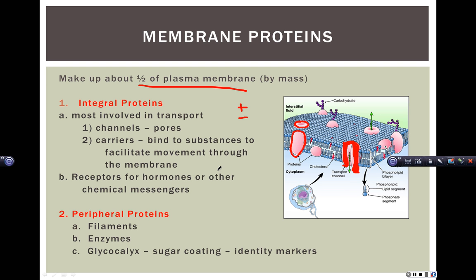Where was I? Oh yes, channels, pores. How else do the integral proteins work? They can also bind with substances, so certain chemicals can connect to the proteins, and we'll take a look at this in detail next lecture. They can also be receptors for different chemical messengers like hormones.